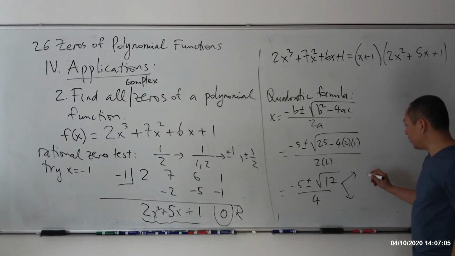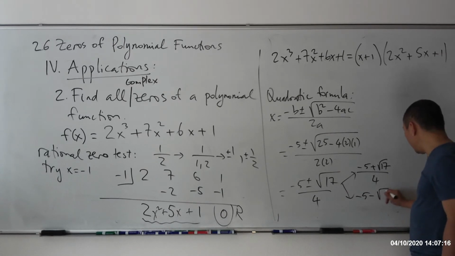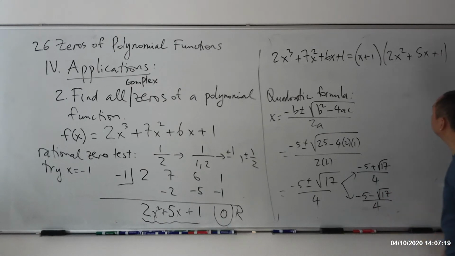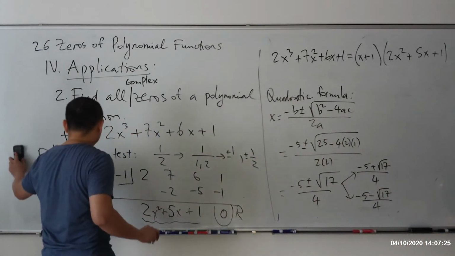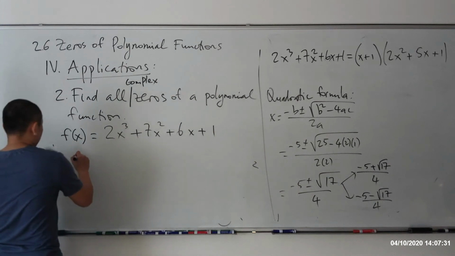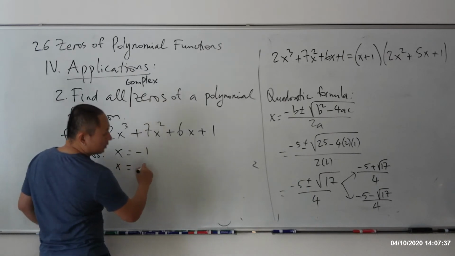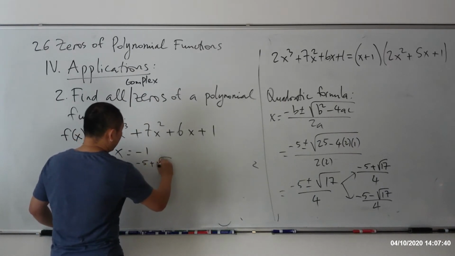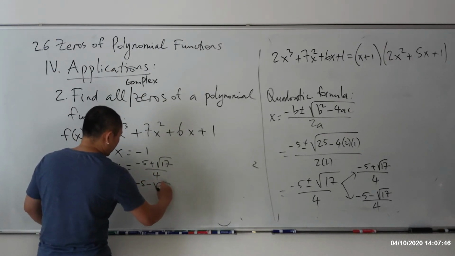So pretty much you got 2 more solutions, and they are not rational. Just irrational numbers, but that's fine. -5 plus square root of 17 over 4, and the second one is -5 minus square root of 17 over 4. Alright, so you have 3 zeros. The zeros are x equal to -1, x equal to -5 plus square root of 17 over 4. The last one is x equal to -5 minus square root of 17 over 4.